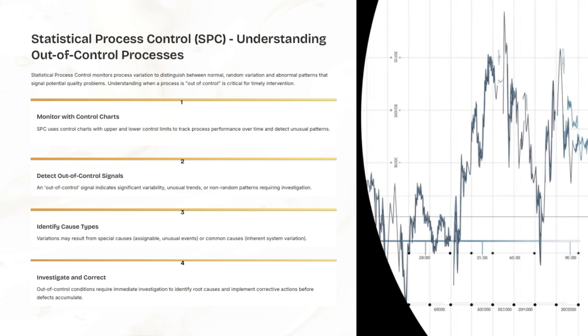When we detect an out-of-control signal, say, a trend or a pattern that doesn't look random, it's a clear sign that an investigation is needed. We need to find the root cause and take corrective action before defects become widespread. Finally, remember that when conditions are out of control, immediate investigation is essential. We want to identify the root causes quickly and fix them, so the process can return to a stable, predictable state. This proactive approach is at the heart of effective quality management through SPC.